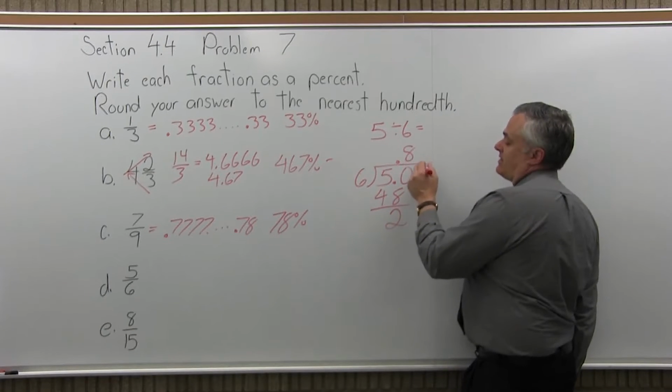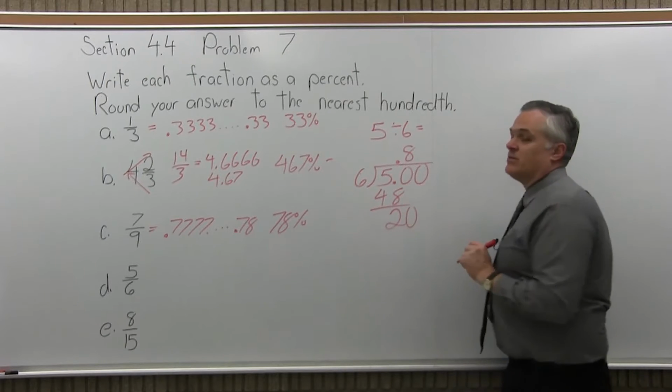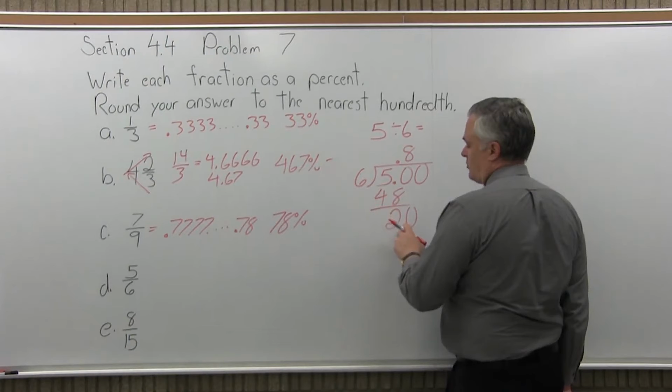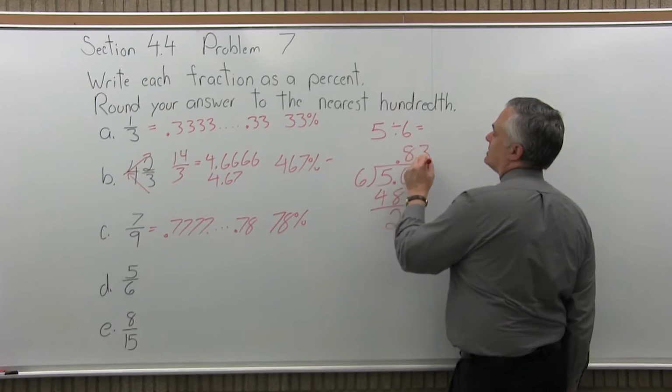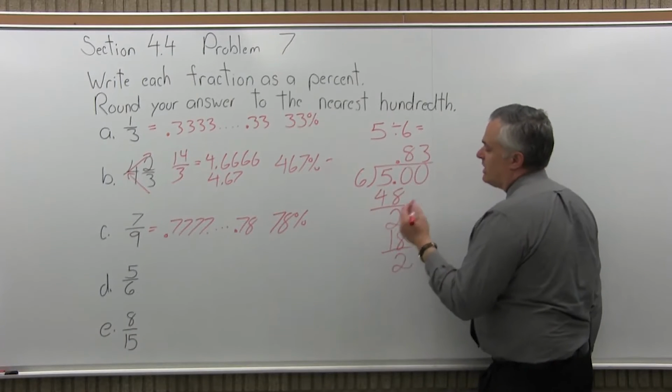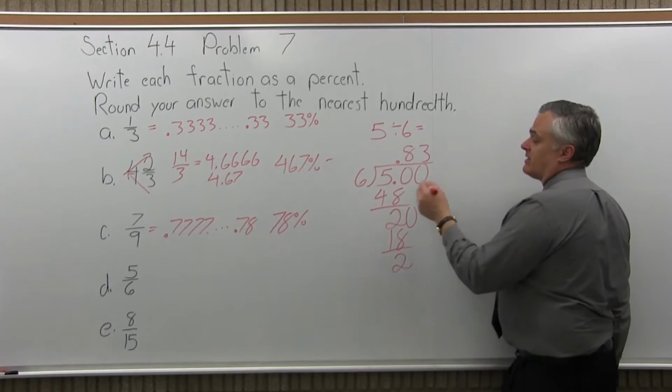So I'm going to add in another 0, bring it down next to the 2. It'll make that 2 into a 20. Now 6 will divide into 20. So let's see, 3 times. 3 times 6 is 18. 20 minus 18 is 2. And now it's going to start making that pattern. I'm going to get a 3 every time.